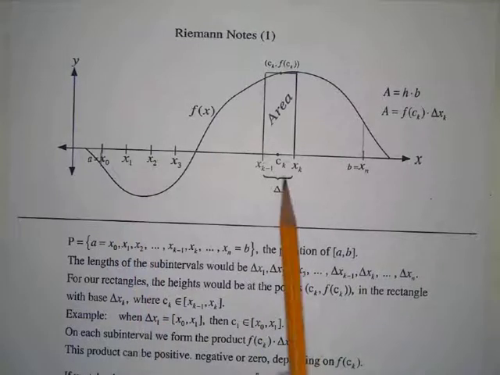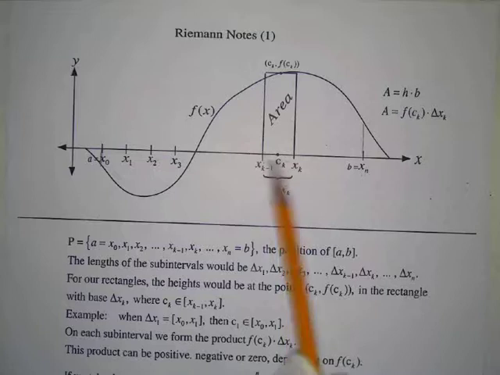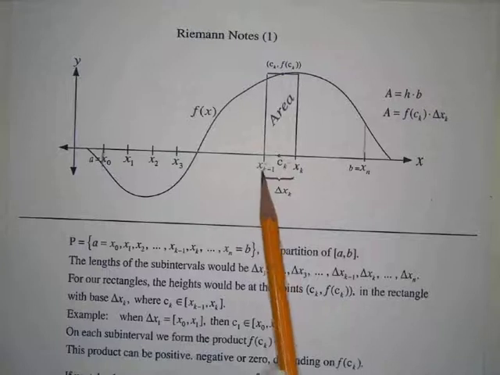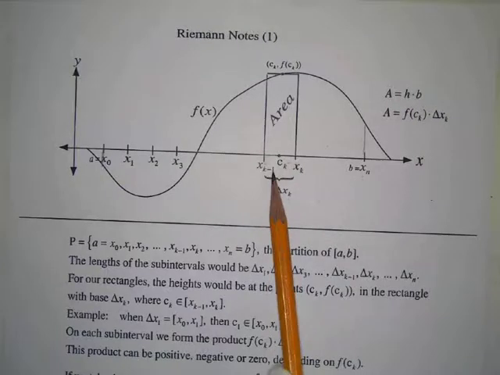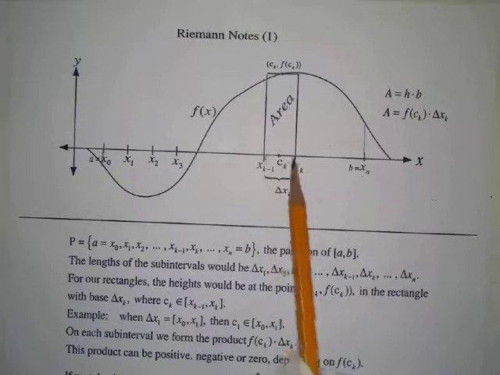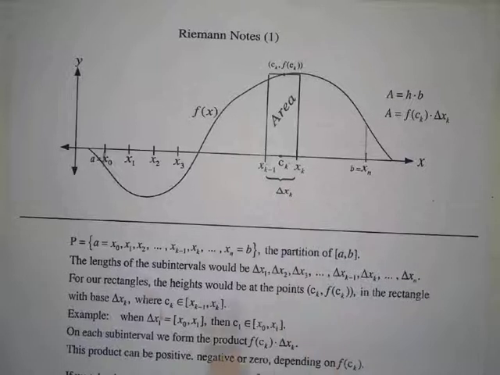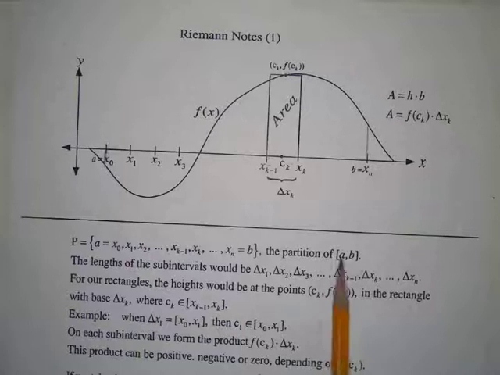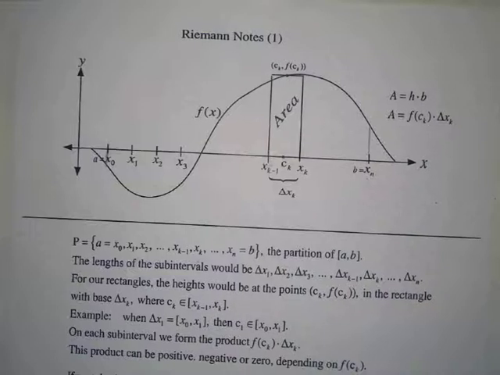And in general, some interval, we'll call that the kth interval. So this is x sub k minus 1, x sub k, so the length of this interval would be delta x sub k. And that's what we have over here all the way to b. This is the partition of this closed interval from A to B. And these are how we're going to make our rectangles.